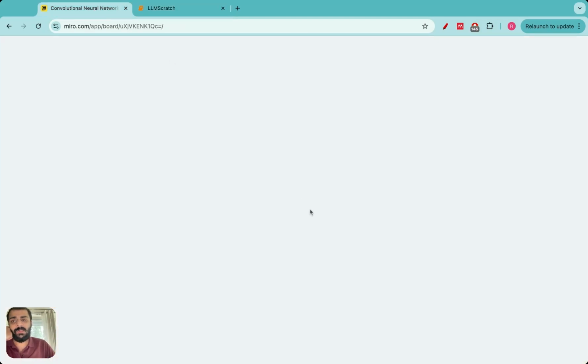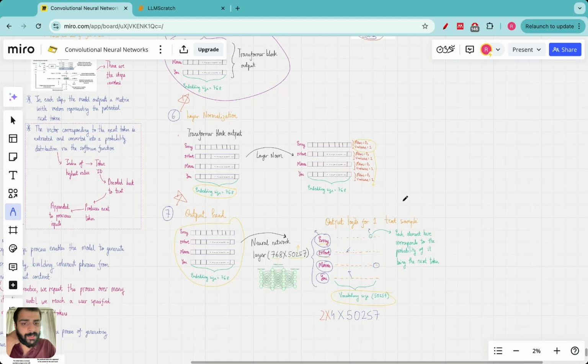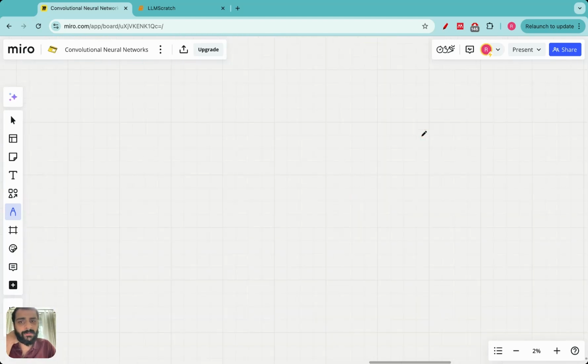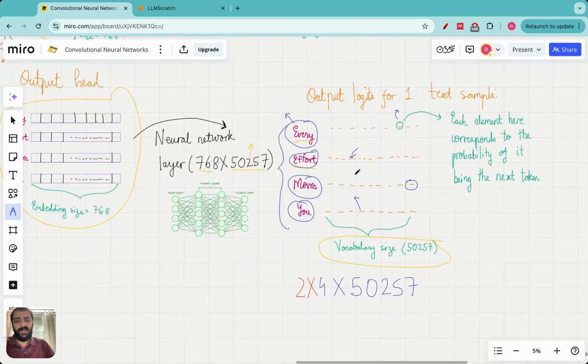So the dimensions of the logits, if you remember, let me take you to the whiteboard once more. If I zoom into this part of the whiteboard right now, you'll see that the output of the GPT model is this output logits. And the shape of these logits is, for each batch, we have the number of tokens. In this case, those were 4 tokens, and the number of columns are equal to the vocabulary size. And then the first dimension is the number of batches which we have.